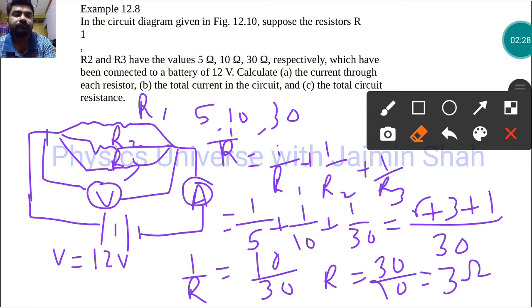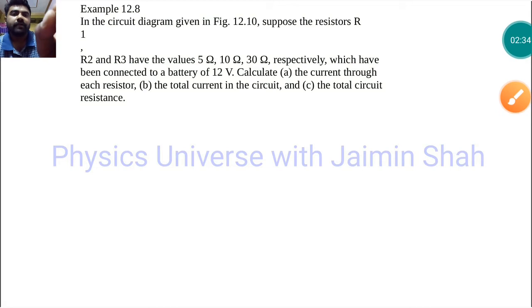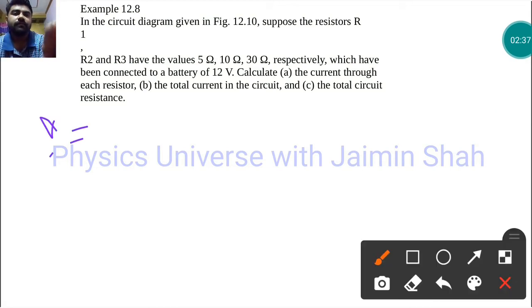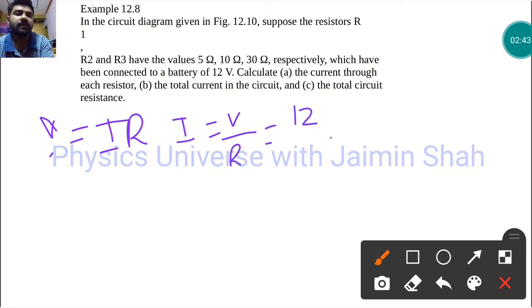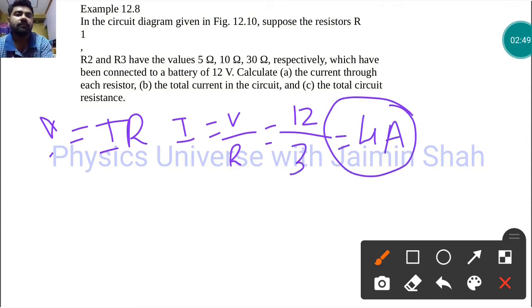Now we have to find the current flowing throughout the circuit. To find that current, V is equal to I into R, so I is V upon R. V is 12 volt and R is 3, so 4 ampere is the current flowing through the circuit. So the total circuit resistance is 3 ohm. Sorry, by mistake I said 3 ampere; the total current is 4 ampere and the total circuit resistance is 3 ohm.